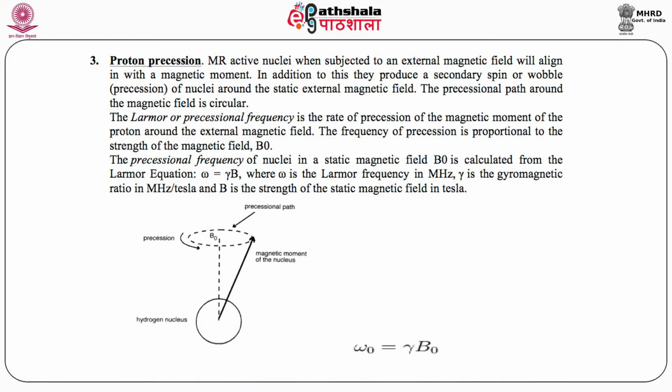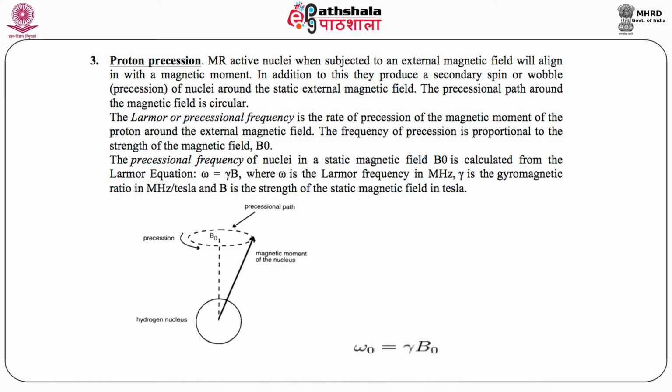Proton precession. MR active nuclei, when subjected to an external magnetic field, will align with it through their magnetic moment. In addition to this, they produce a secondary spin or wobble, which is called the precession of the nucleus around this static magnetic field. The precessional path is circular. The Larmor or precessional frequency is the rate of precession of the magnetic moment of the proton around the external magnetic field. The frequency of precession is proportional to the strength of the magnetic field, that is B0.